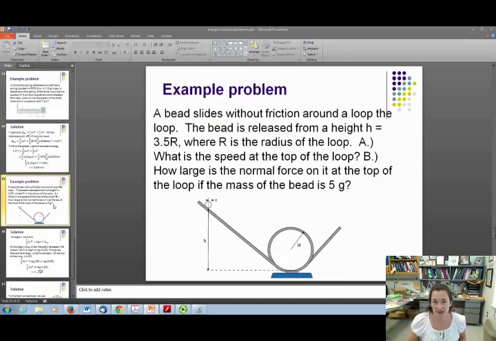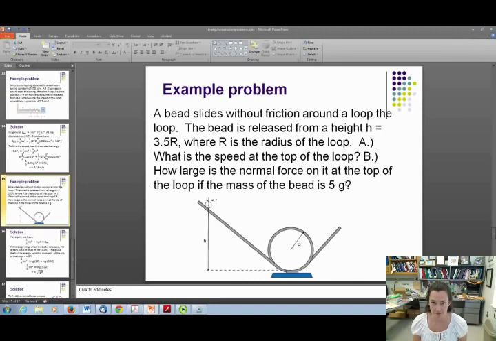All right, for my final example problem, I want to do the loop-de-loop problem. Here you have a bead sliding without friction around the loop-de-loop. The bead is released from a height of 3.5 times the radius of my loop, shown here in the picture as capital R. What's the speed at the top of the loop, and how large is the normal force on that bead at the top of the loop if the mass of the bead is 5 grams?